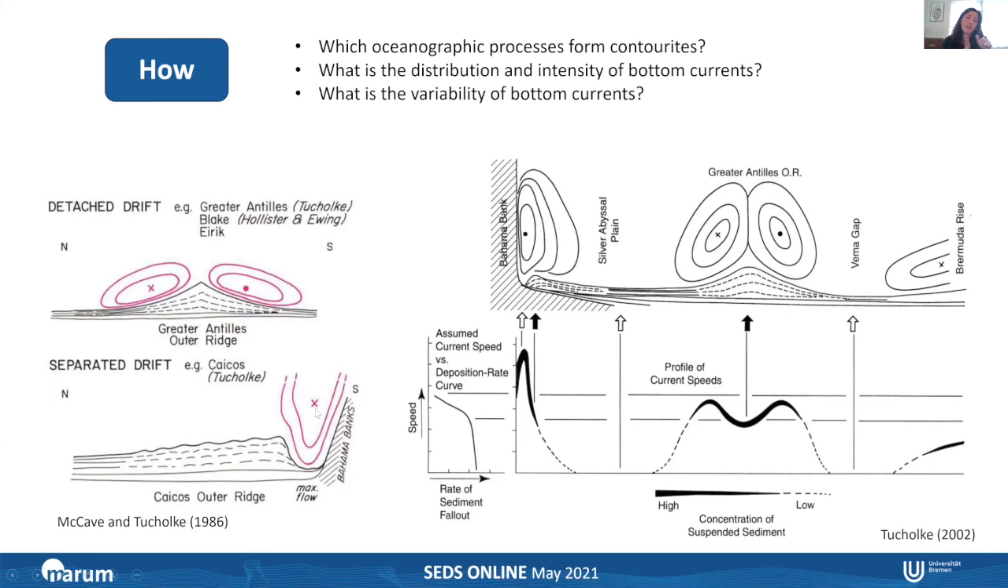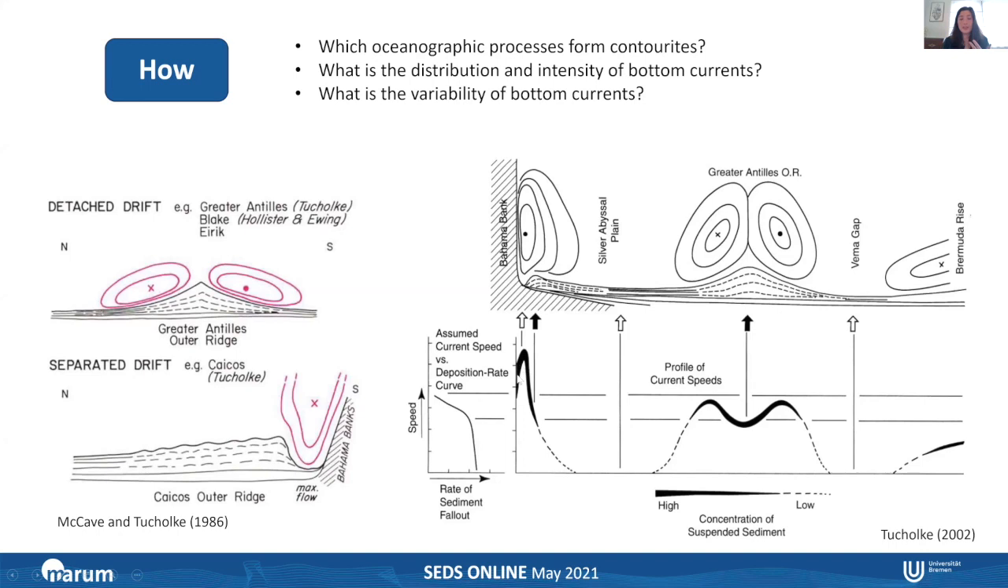In this case, for example, we have a current that is flowing into the image, and then because it's in the northern hemisphere, it's going to be moved to the right, and the zone with the maximum velocity is going to be closer to the slope, and then the deposit is going to be formed in the adjacent zone where the velocity is already weaker and sediment deposition is already possible.